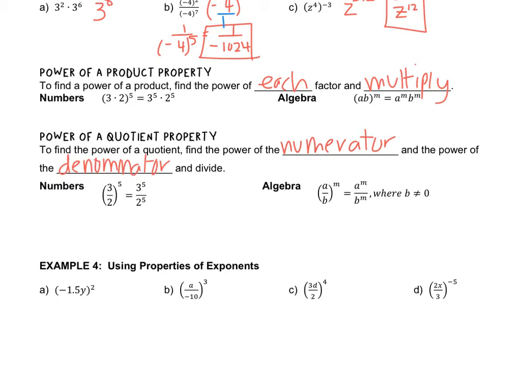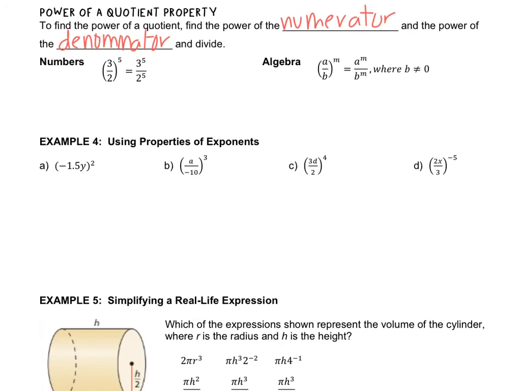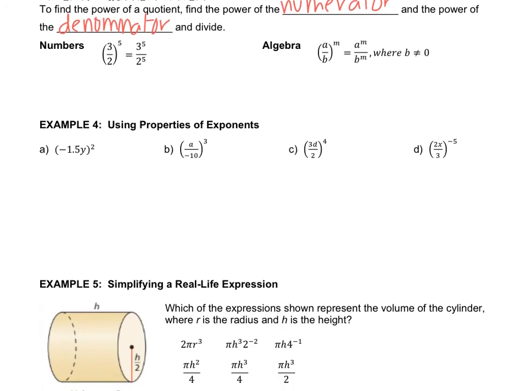So you look at this example, and you might say, why can't you just do 1.5 to the 5th? And you could, but that doesn't always make it easier. What we're going to do here is do 3 to the 5th divided by 2 to the 5th. And so again, it's kind of like the distributive property. You're taking each piece and raising it to that power. So now when we scroll to look at some examples, we're going to take each piece and raise it to that power. So in letter A, we're going to take -1.5 and square it, and y and square it.